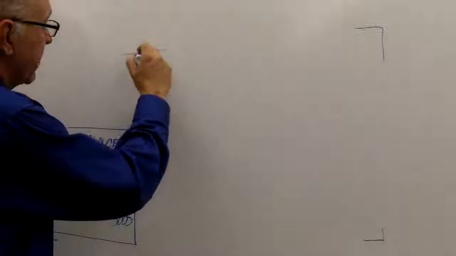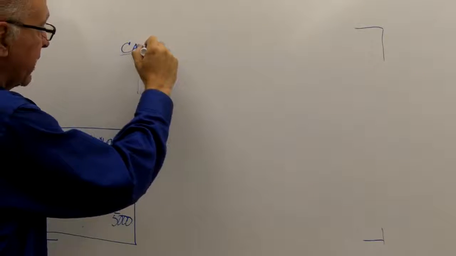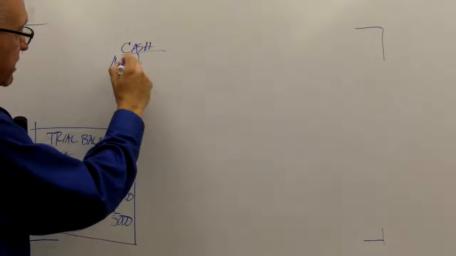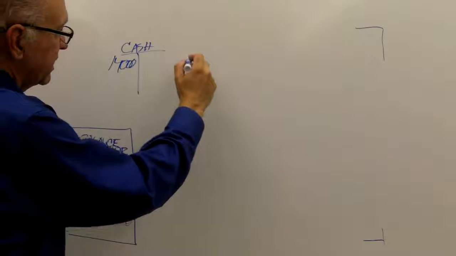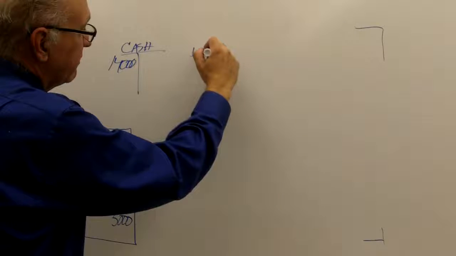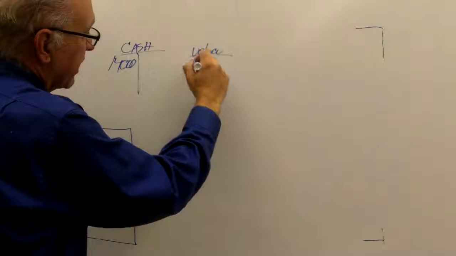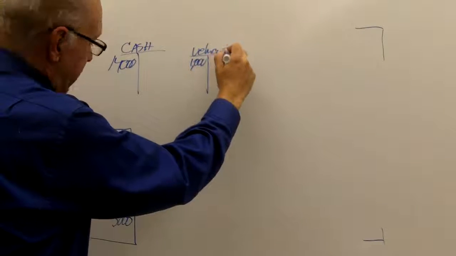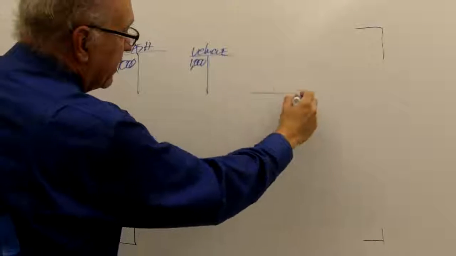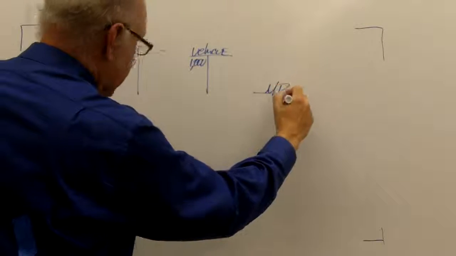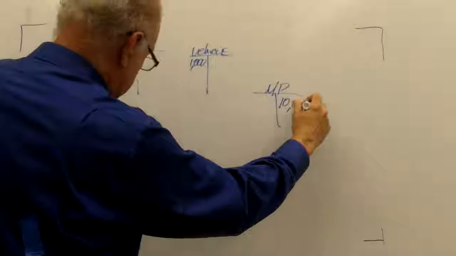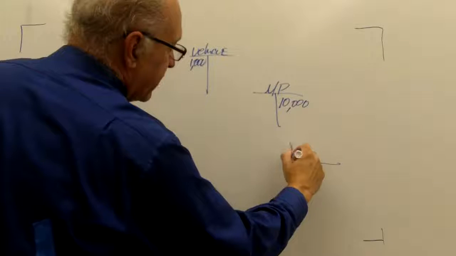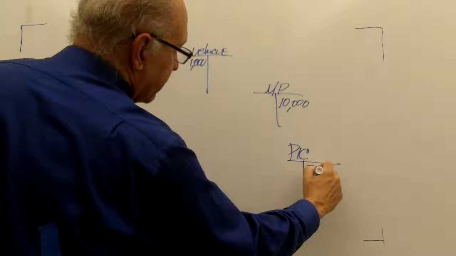So let's set up the accounts as they exist right now. I have my trial balance here. I see that I have $14,000 cash. I have a vehicle which is worth $1,000, or I purchased for $1,000. I have my notes payable. I owe the bank $10,000, and I have paid in capital of $5,000.